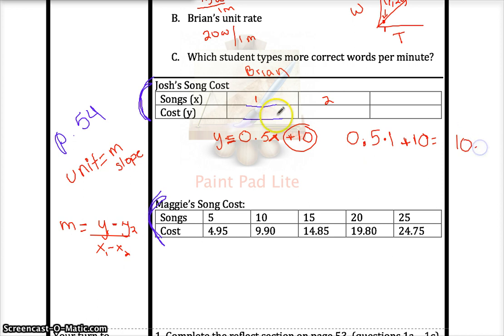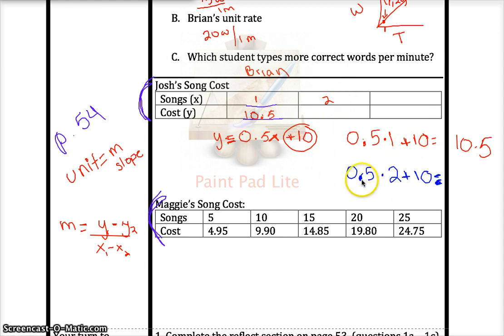All right, so I have 10.5 as my answer, and then I wrote that in my table as well. So for one song it's $10.50, and that includes that monthly service fee. And then for 2 songs, well, now I'm just going to take 2 and plug that in for X.